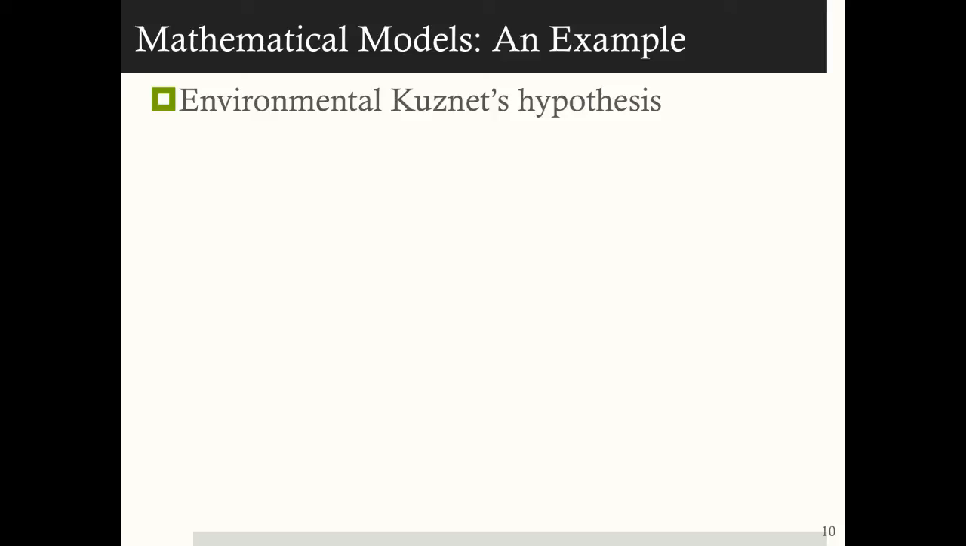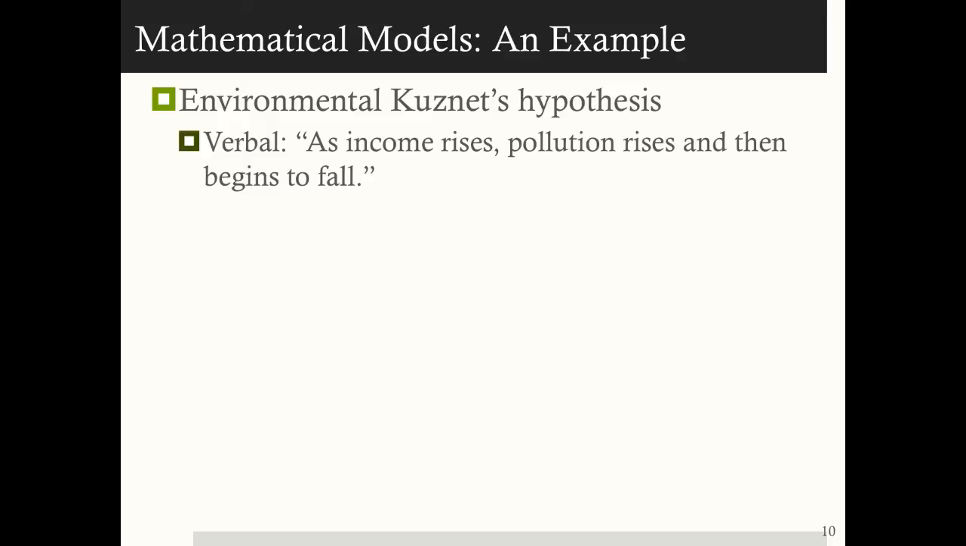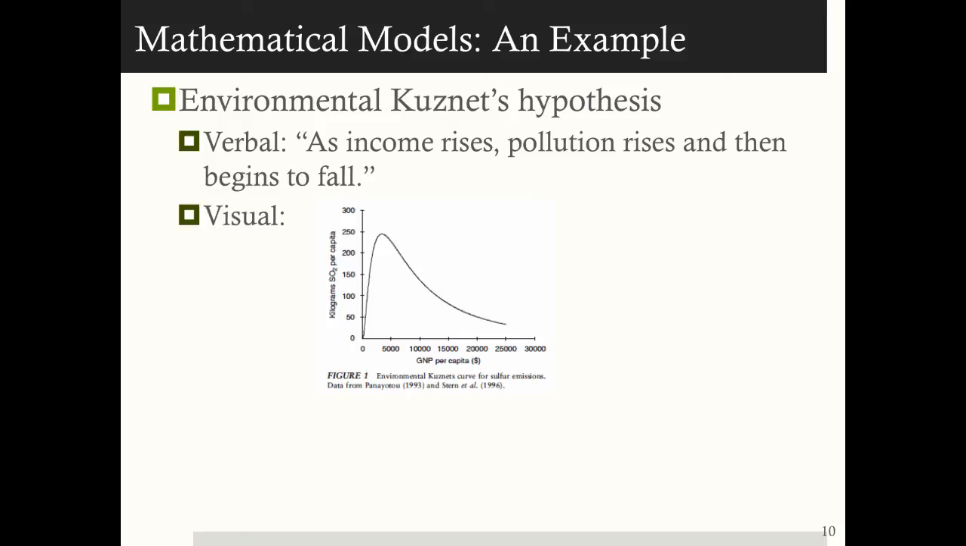So let's summarize what we've learned with an example. We know that models can come in a variety of forms. Let's take the environmental Kuznets hypothesis. In words, this hypothesis states that as income rises, pollution rises and then begins to fall. We can have a visual model of this. This is the environmental Kuznets curve, or the EKC.